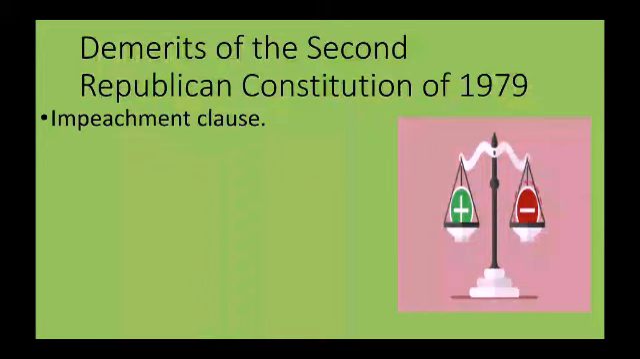So the impeachment clause was a demerit, so that the president was no longer free to exercise some powers. He was not free to carry out his duty because the legislature can easily threaten to impeach him. So because of this impeachment clause, there were certain things that the president would be afraid to do.